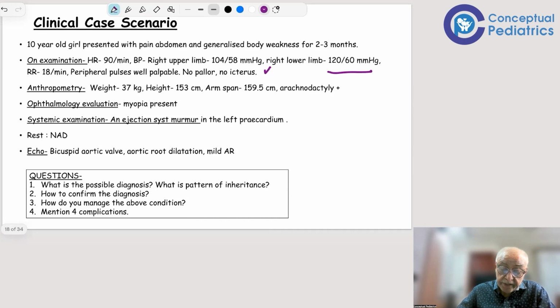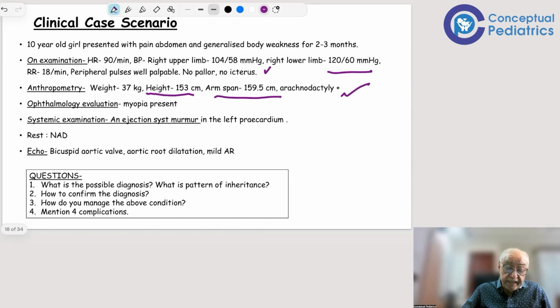In the anthropometry, now in this child, very importantly, this was a 10-year-old girl who had come with vague complaints of abdominal pain and generalized body weakness. When we examined this child, she was looking a little tall. The fingers were a little long, so there was arachnodactyly. Now, when we measured the height of this child, it was 153, whereas the arm span was 159.5. So this was a very clear-cut case of arachnodactyly.